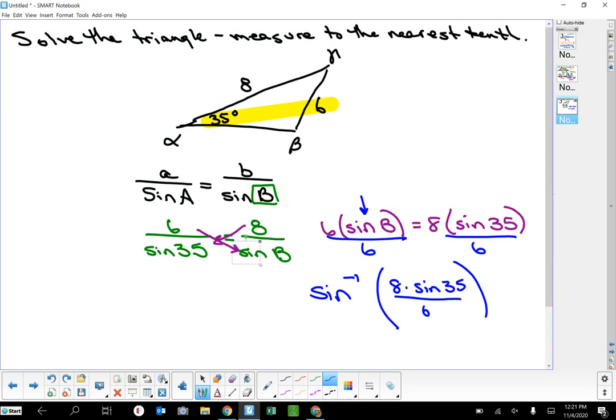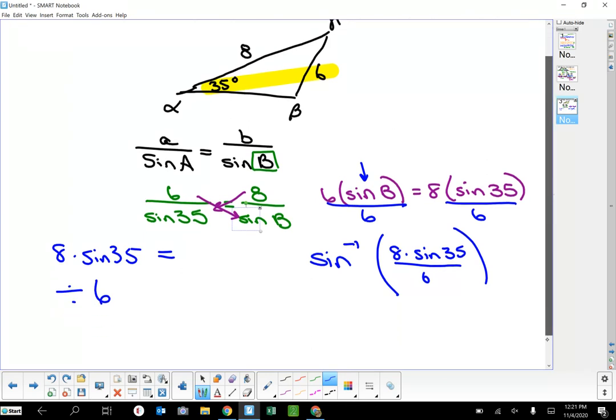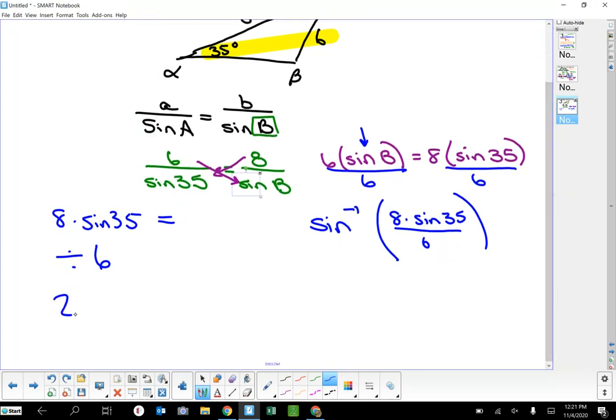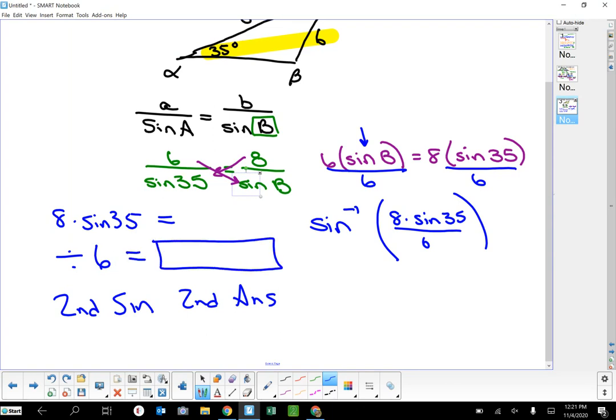I'm very careful when I put things in a calculator. So I would go 8 times the sine of 35 and hit equals, get a decimal. And then I would divide by 6, and then I would go second sine, second answer. So second sine gives you inverse sine, and then I'd go second answer, which will take this long decimal that you're going to get here. So this is going to equal some big long decimal, and it'll use this answer right here.